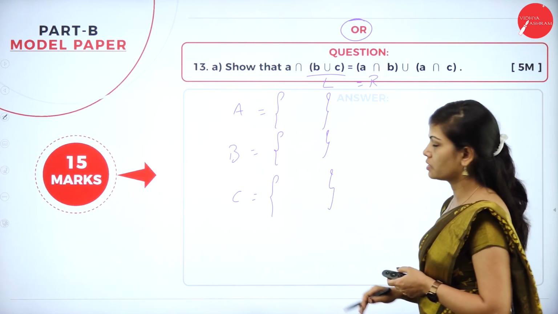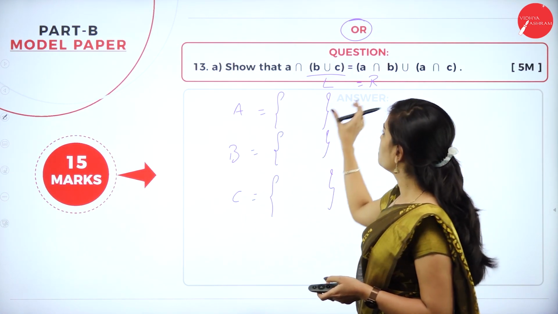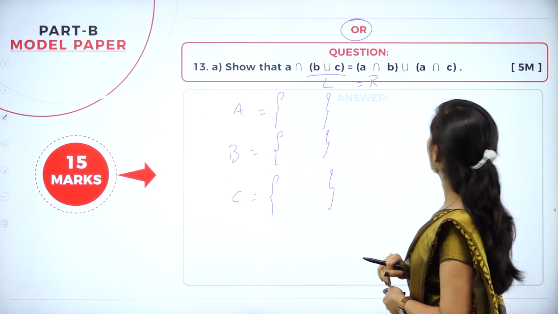So already I have shown this, right? So you can take any examples for set A, set B and set C. Prove that this LHS value is equal to RHS value. So this is for 5 marks.